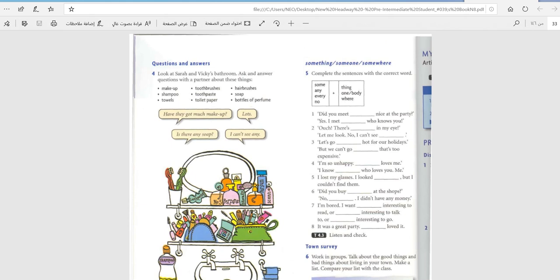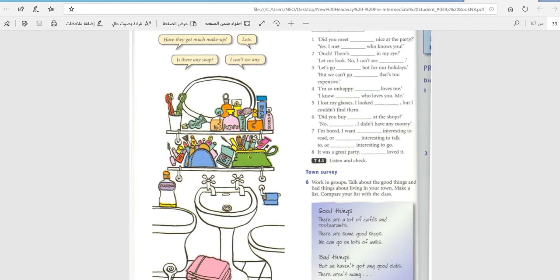فالأسئلة ستكون: have you or have they got much makeup? Lots. Is there any soap? I can't see any. Okay, these are the questions you can ask about them.